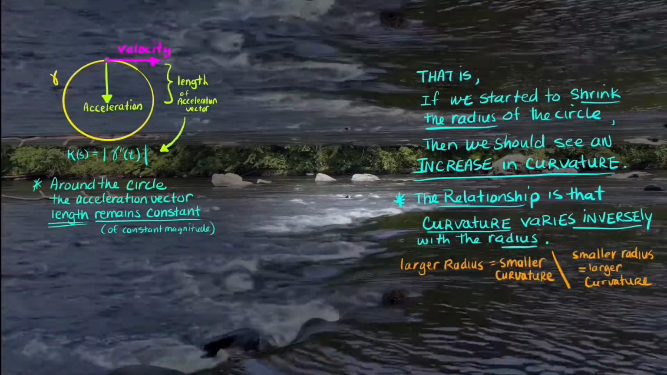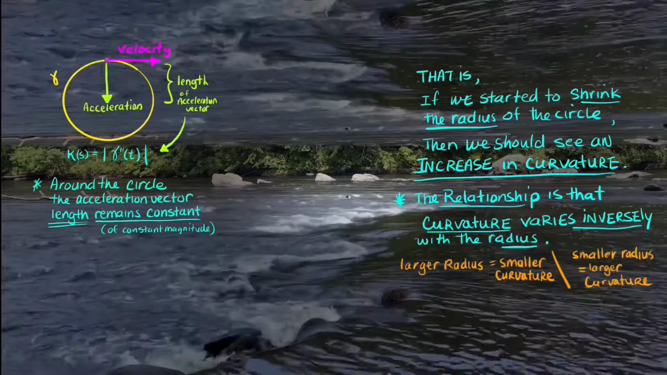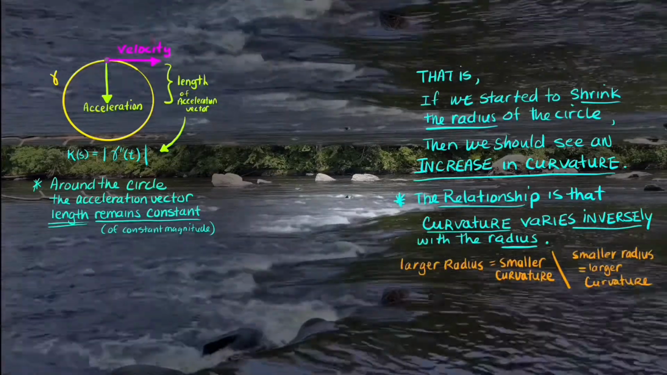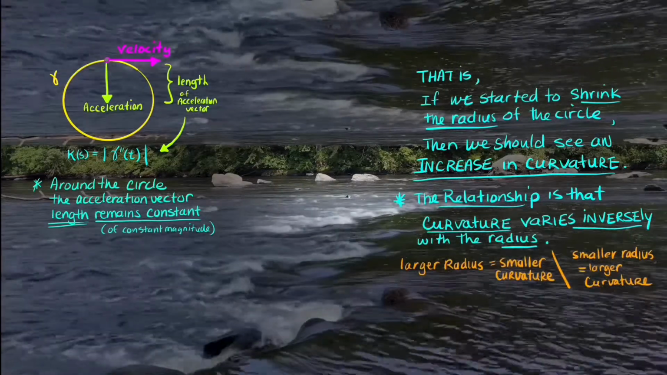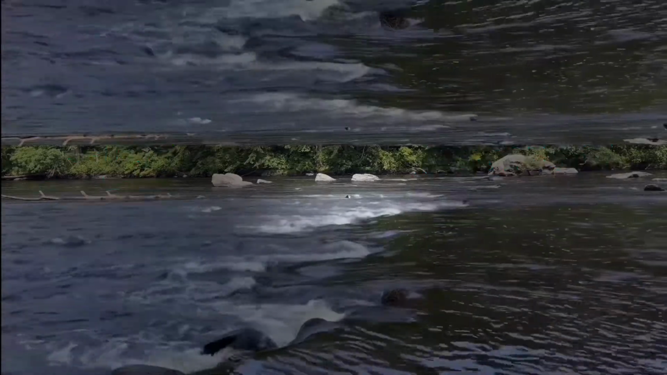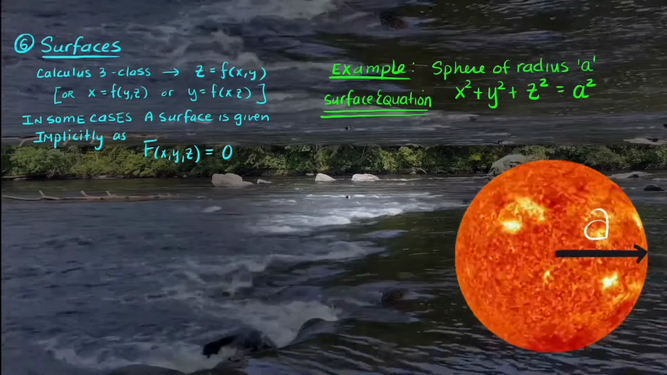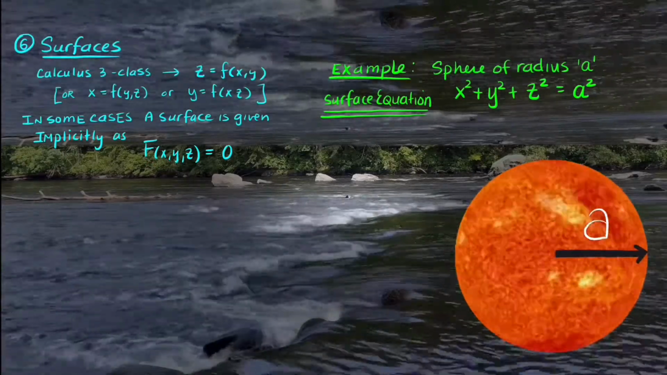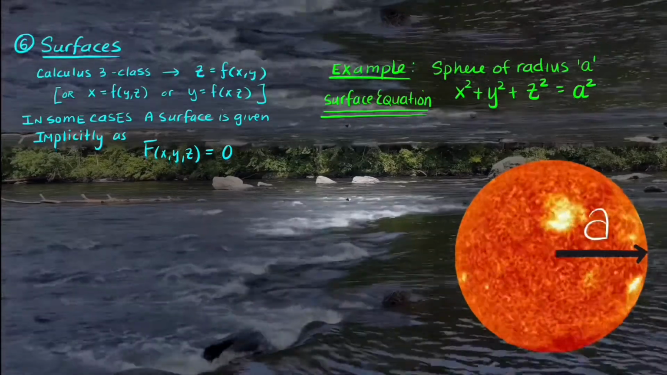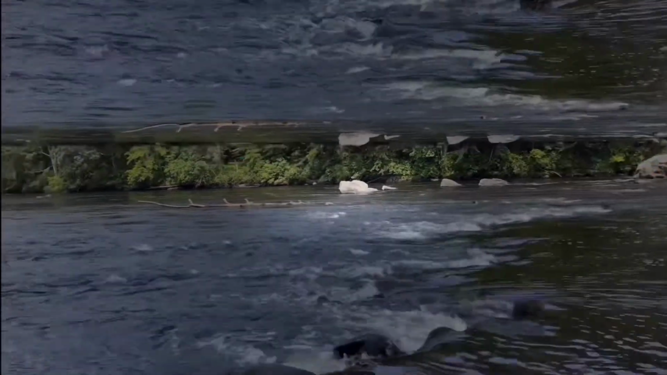Let me say that again. If we started to shrink the radius of the circle, then we should see an increase in the curvature. The relationship is that the curvature varies inversely with the radius. Curves on three-dimensional surfaces such as a sphere will introduce more dimensions to consider, and thus surface curvature depends on direction.